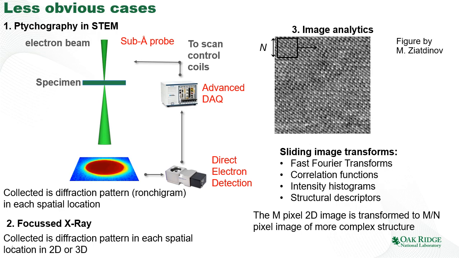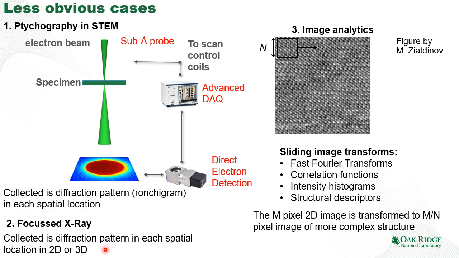Now, there are also less obvious cases of the linear mixing methods. For example, over the last several years, the scanning transmission electron microscopy community is really excited about the technique called ptychography, where the local diffraction pattern is acquired as a function of each position. We can acquire these data sets, so a diffraction pattern or ronchigram at each spatial location, but then we get 4-dimensional data sets, which are extremely large, and they contain a lot of information about the material. So the question becomes, can we extract this information?